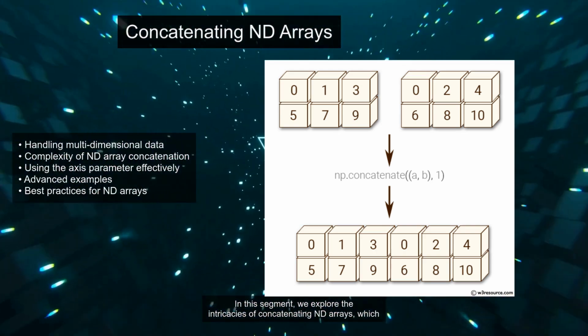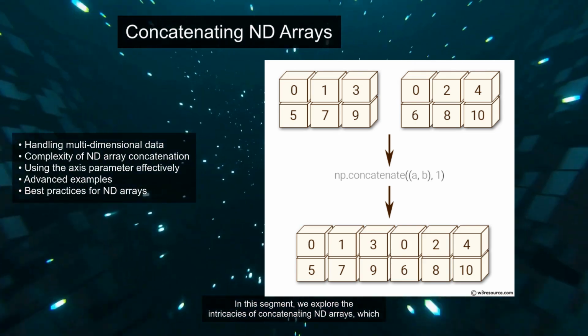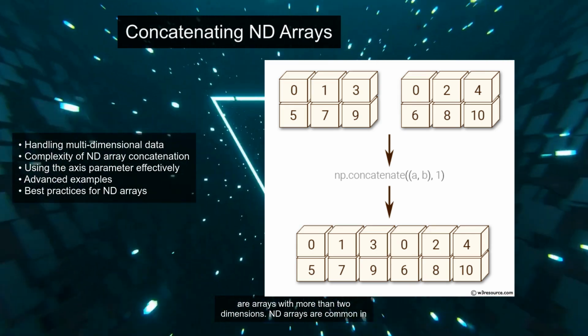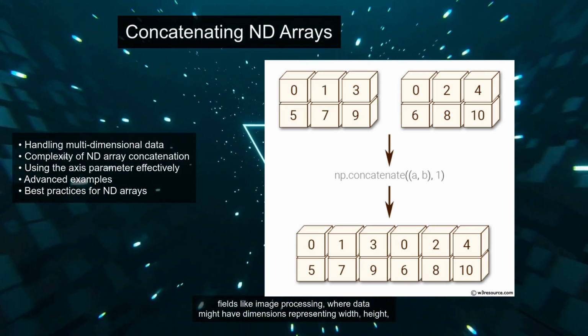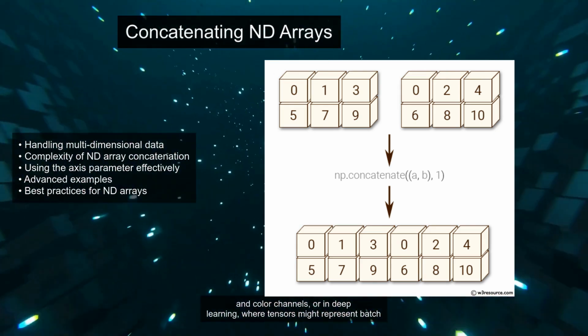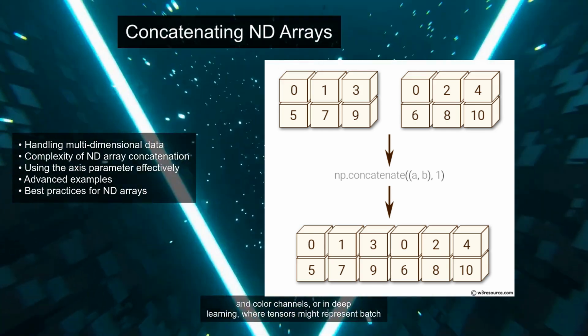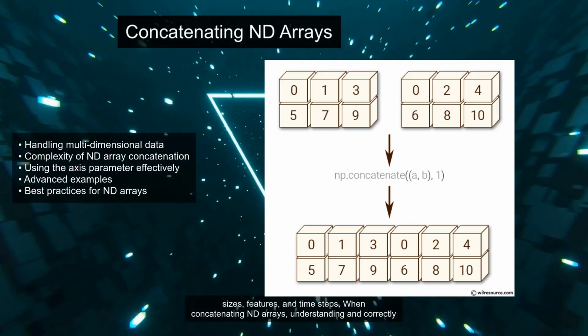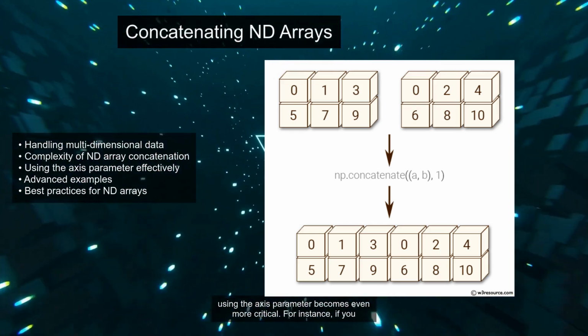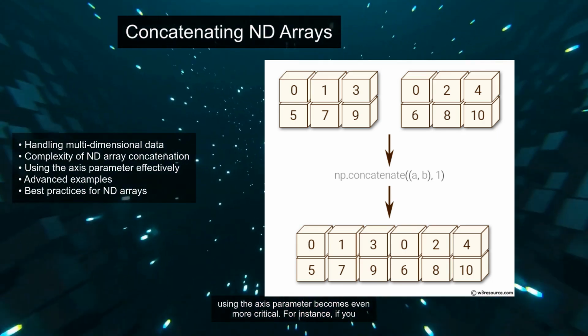In this segment, we explore the intricacies of concatenating ND arrays, which are arrays with more than two dimensions. ND arrays are common in fields like image processing, where data might have dimensions representing width, height, and color channels, or in deep learning, where tensors might represent batch sizes, features, and time steps. When concatenating ND arrays, understanding and correctly using the axis parameter becomes even more critical.